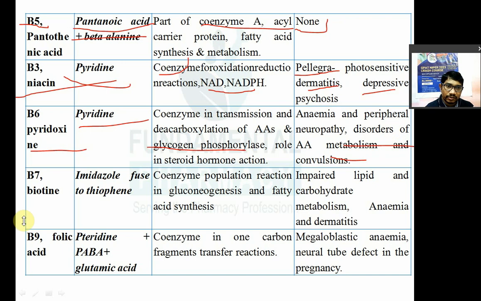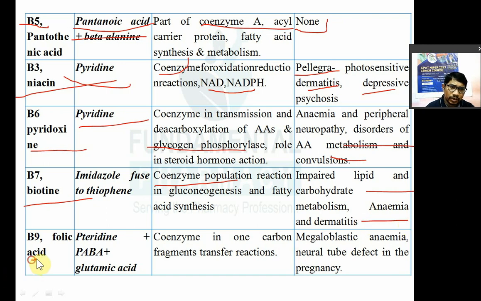Now vitamin B7 is known as biotin, and it has an imidazole ring fused with a thiophene ring. Its role: it acts as a coenzyme for metabolic reactions, for different reactions in gluconeogenesis and fatty acid synthesis. Deficiency results in impairment of lipid and carbohydrate metabolism. It can cause anemia and dermatitis.